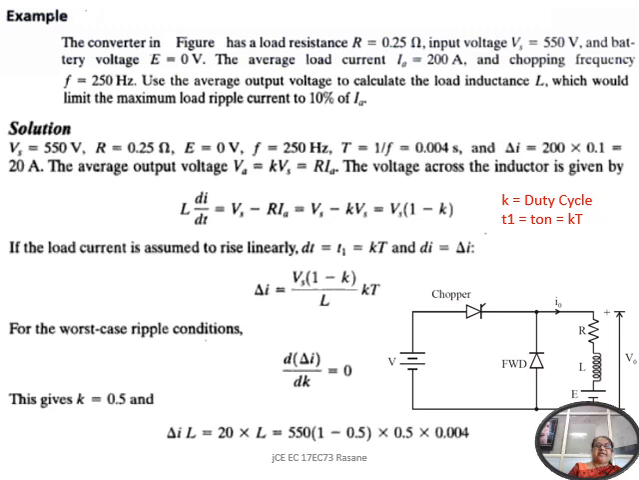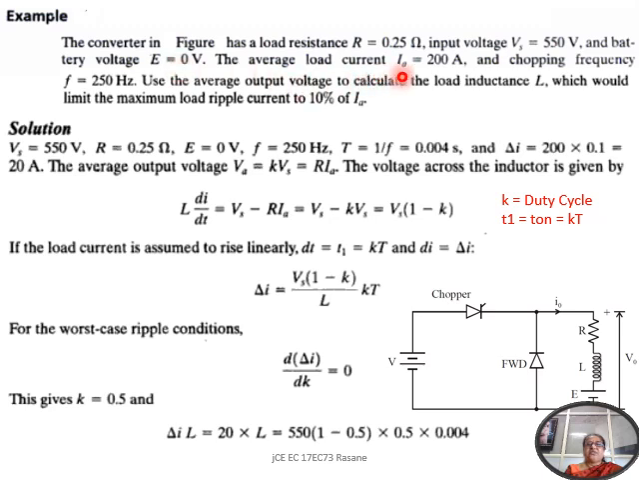Now let us look at a problem here. The figure shows the same converter, that is the step down chopper with RLE load, with load resistance R equal to 0.25 ohms, input voltage Vs equal to 550 volts, and battery voltage E equal to 0. So here we are simply dealing with RL, and E is equal to 0. It's just an RL load.